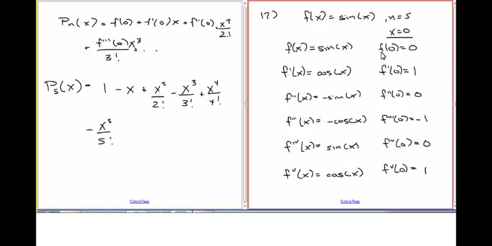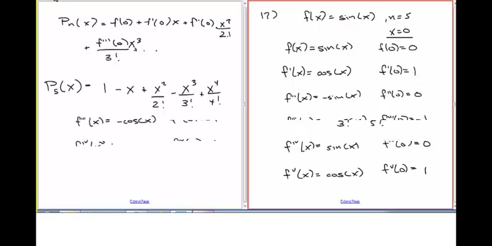And then we evaluate the function and the derivatives at x equals 0, since we're dealing with a Maclaurin series. So we do the sine of 0, which is 0, cosine of 0, which is 1, negative the sine of 0 is negative 0, so 0. Negative cosine of 0 is negative 1. And then you start over again with sine, so you get 0, 1, 0, negative 1, 0, 1.